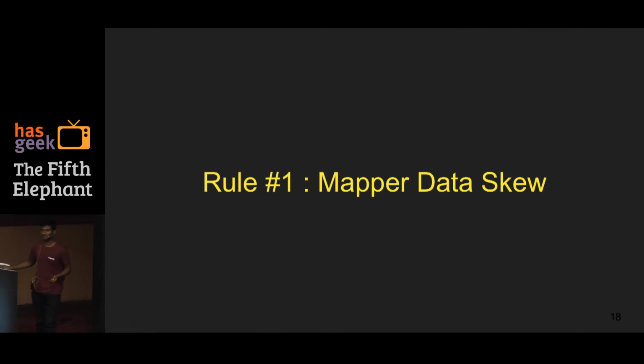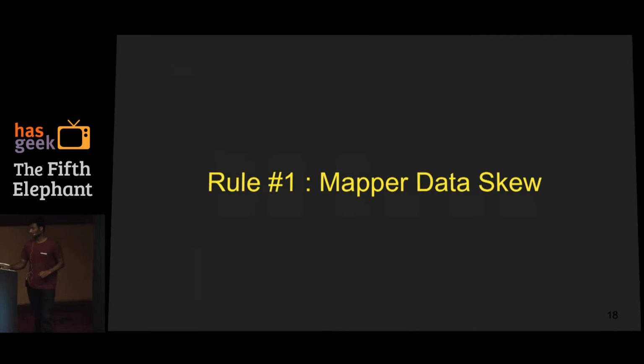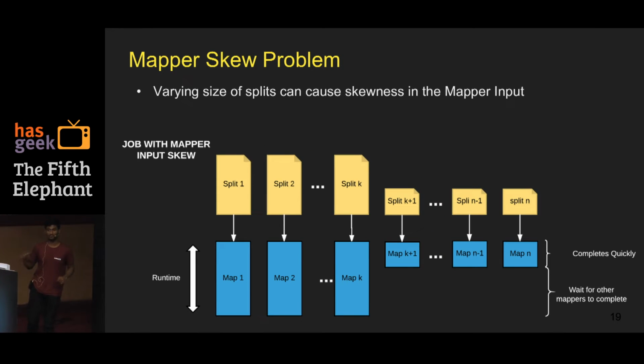So I'd like to discuss a couple of rules that it has. So one is the mapper data skew. So what is this rule? When you run a MapReduce job, it runs a set of mappers and a set of reducers, right? If there is a skewness in the input to the mappers, then we say there's a skewness on the mapper side of the input. So for example, here you can see there are blue boxes and then there are yellow boxes. The yellow boxes are input to the mappers, and the blue boxes, which are the mappers, the height of the mapper represents the runtime of the mapper.